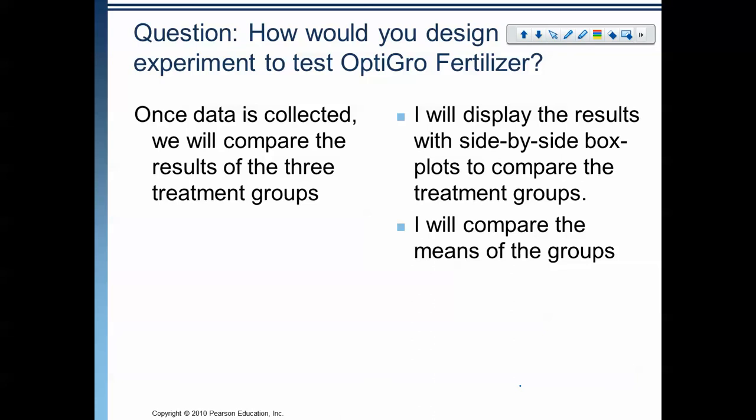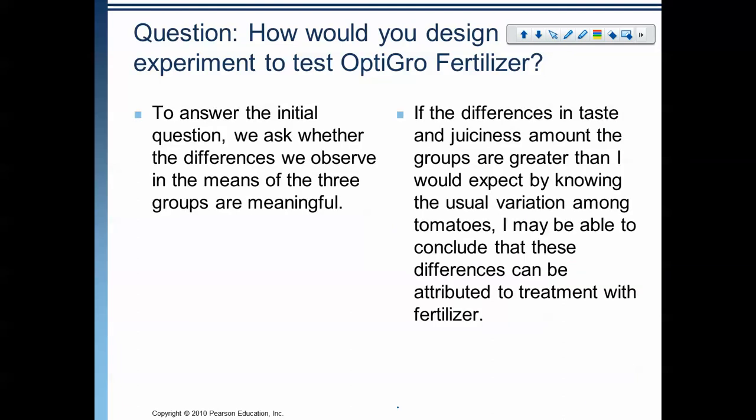Once my data is collected, I'm going to compare the results of the 3 treatment groups. So I'm going to display the results in a side-by-side box plot. That's using the things that we did in the last chapter. I'm going to compare the means of the groups and see what that does. Also, finally, to ask the final question, whether or not the differences we observe in the means of the 3 groups are meaningful. That's what we're talking about with statistical significance.